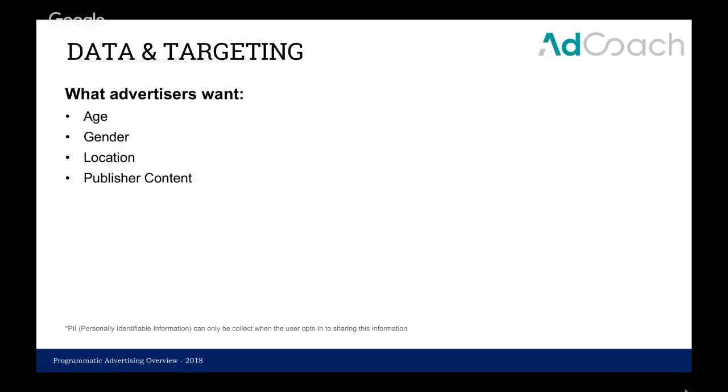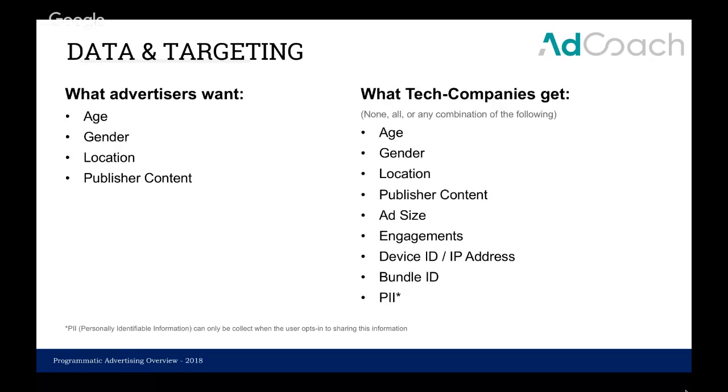If they're targeting men, they don't want to run on a mom site or a mommy blog, something that wouldn't be appropriate for the audience that they're trying to target. On the flip side, these tech companies get a bunch of different information, and they can get none, all, or any combination of the following: age, gender, location, content, as well as ad size, engagement history, bundle ID, IP address, device ID, and sometimes PII.